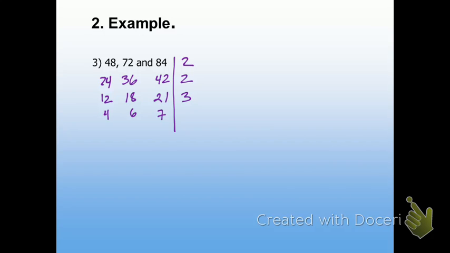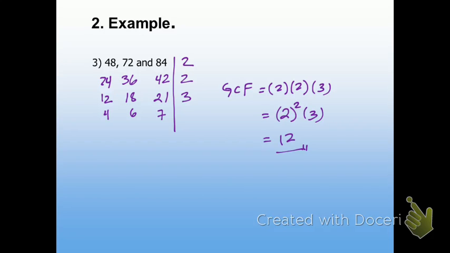I have 4, 6, and 7, and I cannot find a prime number that can divide 4, 6, and 7 at the same time. So that's it, I finished. The greatest common factor is 2 times 2 times 3, or 2 squared times 3, or in other words, 12. That is the greatest common factor, and that means that 12 is the largest number that can divide 48, 72, and 84 at the same time.